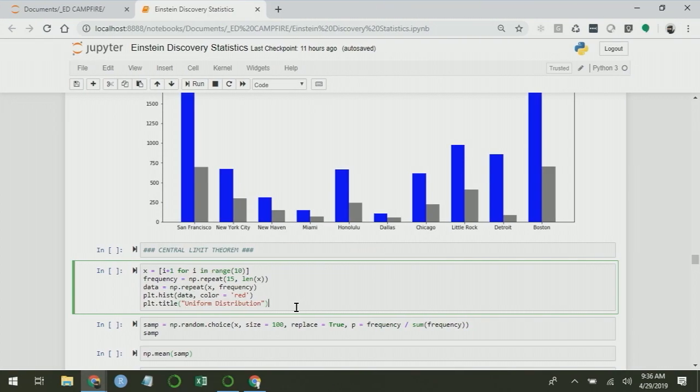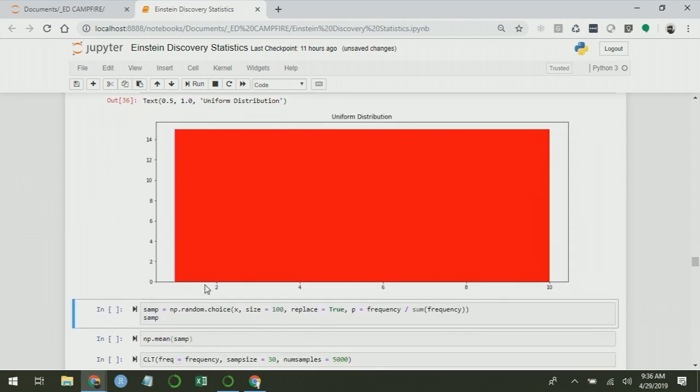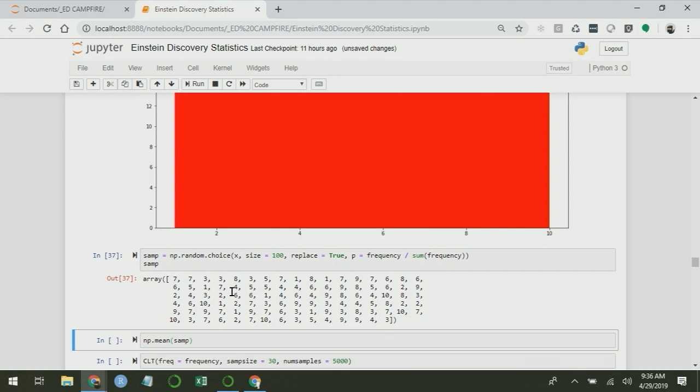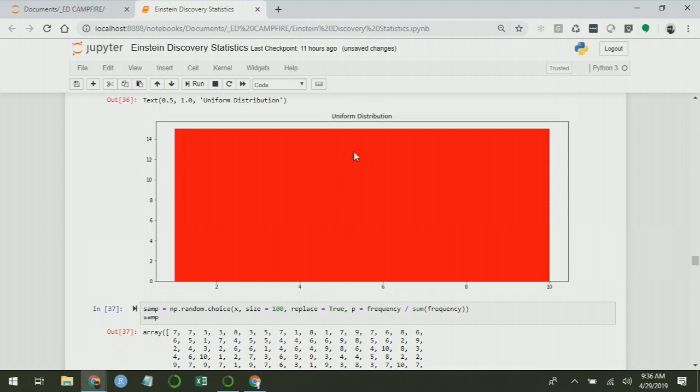The central limit theorem states that if I take a sample from any population and I calculate the mean of that sample, the mean follows a normal distribution. I have a uniform distribution, meaning that every x value is equally likely to be drawn from this population. If I take a sample from this data set and calculate the mean of the sample, I get 5.53. It's no coincidence that it's towards the middle of my population.